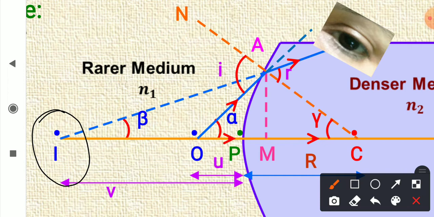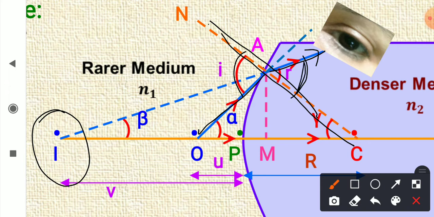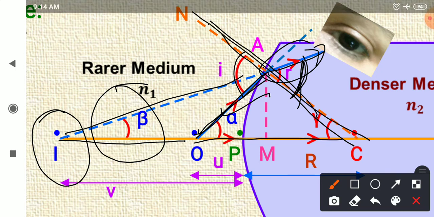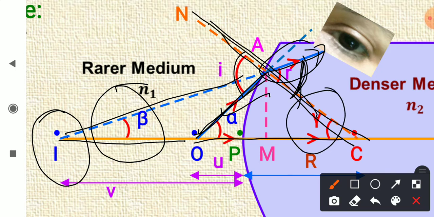And here, now this is incident ray, this is incident ray, and this is normal. So angle between incident ray and normal is angle I. This is refracted ray and this is normal. So angle between refracted ray and normal is R, and the angle which this incident ray makes with the principal axis is alpha, and the angle which the refracted ray, which we have produced backwards, makes with the principal axis is beta, and the angle between normal and the principal axis is gamma, right?